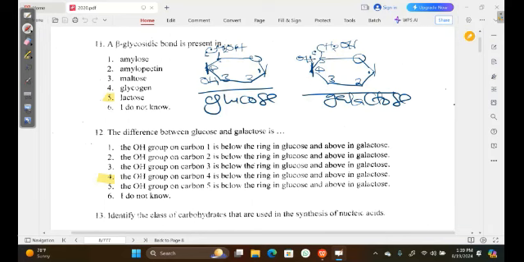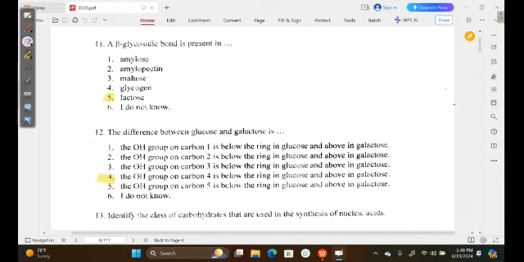Now let's check out the options. Option 1 is saying the OH group of carbon 1. Remember, we're watching out for carbon 4, so in the options where we don't have a 4, we're going to skip those because they're wrong. Our main interest is carbon number 4. This statement is saying the OH group on carbon 4 is below the ring in glucose and above the ring in galactose, which is just what we figured out above. So the correct option is option number 4.